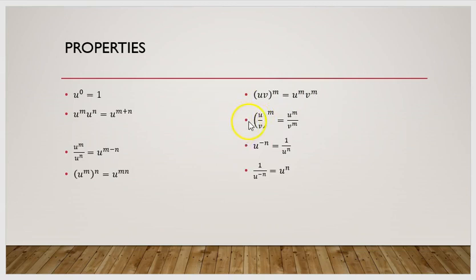Same thing for the property underneath it. This is just showing if you're not multiplying the two bases, but you're dividing the bases. It's the same thing. You need to take the exponent and apply it to the numerator and the denominator separately.